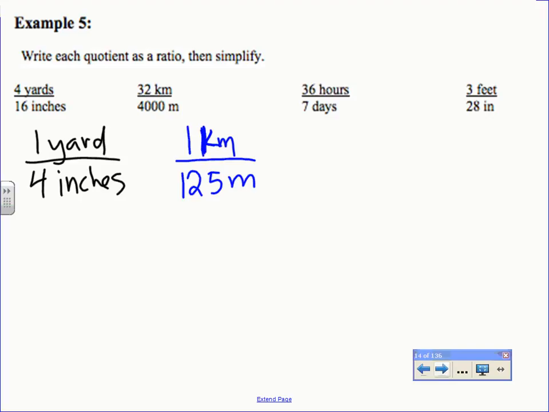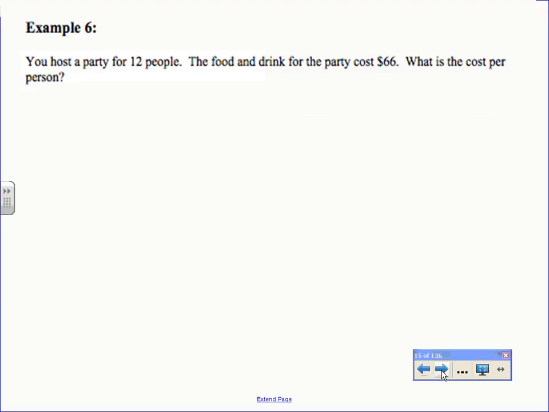All right, let's go to example 6. Example 6 is a short word problem that we need to set up. It says you host a party for 12 people. The food and drink for the party cost a total of $66. We need to find the cost per person. So the word per means a unit rate, or a ratio, because we're comparing money to people. What should be the numerator of this ratio if we have to find the cost per person?